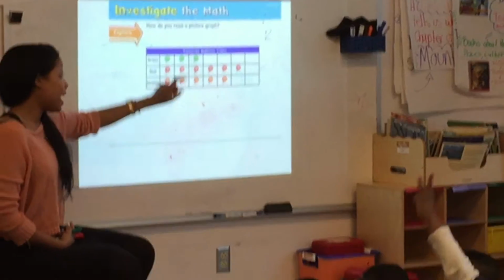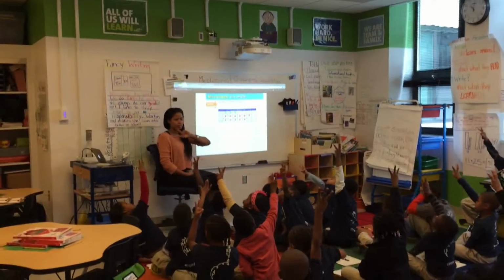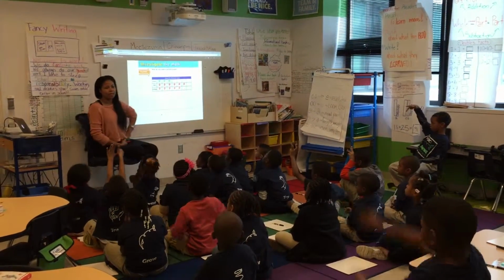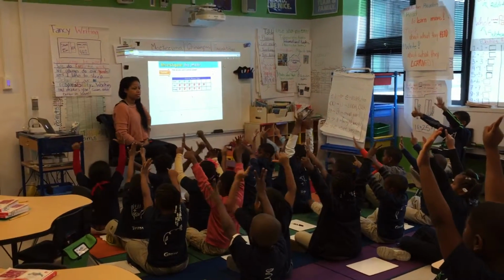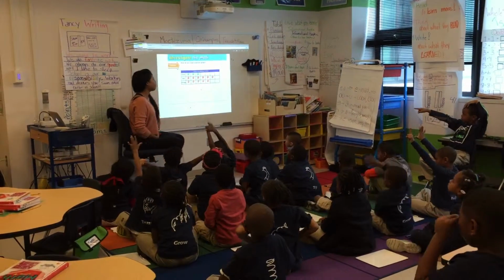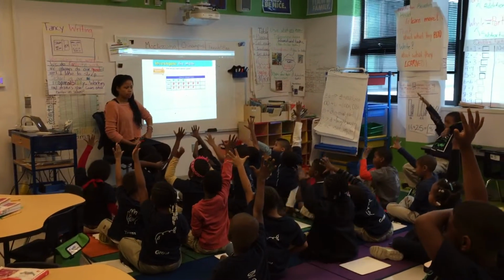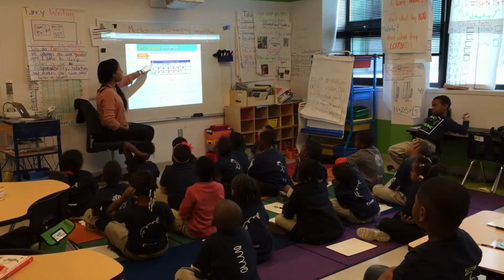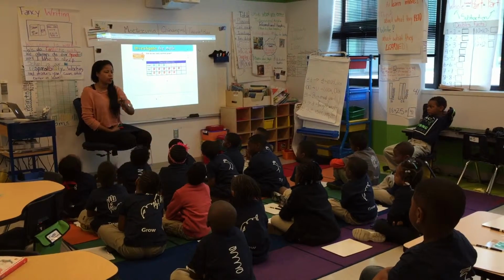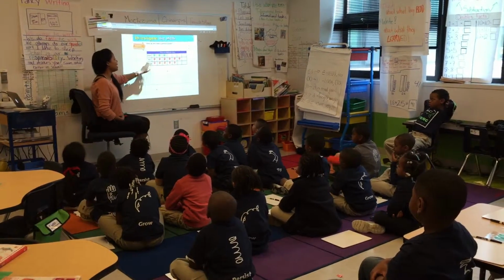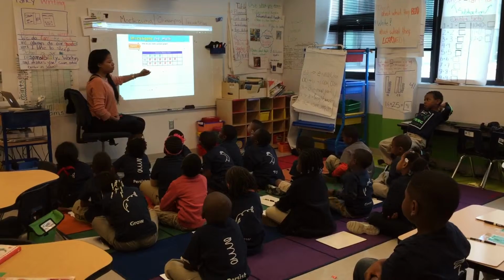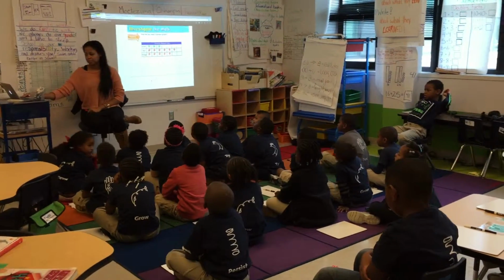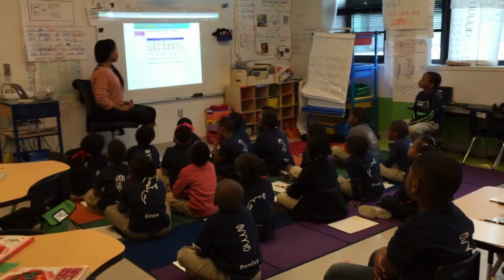Show me with your fingers how many people voted for green. That's right, 3 people voted for green. How many people voted for red? Show me with your fingers. 6. And how many people voted for orange? 5. Good job. So first thing we do with a picture graph is read the title so we know what it's going to tell us. 2, look at the data. Look at what we're measuring and then look at the measurement. Is that crystal clear?